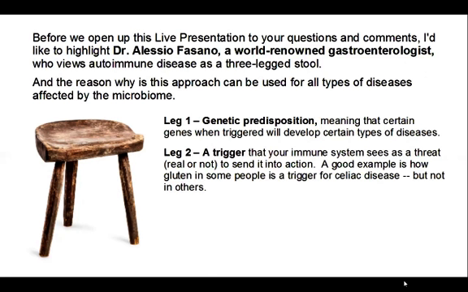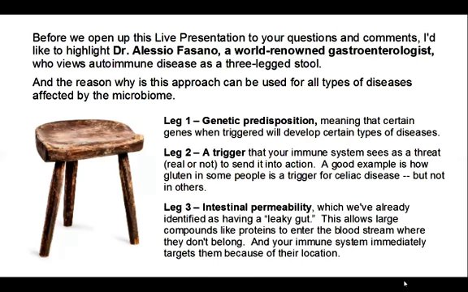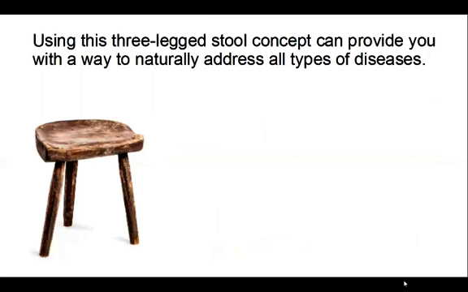A good example is how gluten in some people is a trigger for celiac disease, but not in others. And then leg 3 is intestinal permeability, which we've already identified as having a leaky gut. This allows large compounds like proteins to enter your bloodstream where they don't belong, and your immune system immediately targets them because of their location. So using this three-legged stool concept can provide you with a way to naturally address all types of diseases.